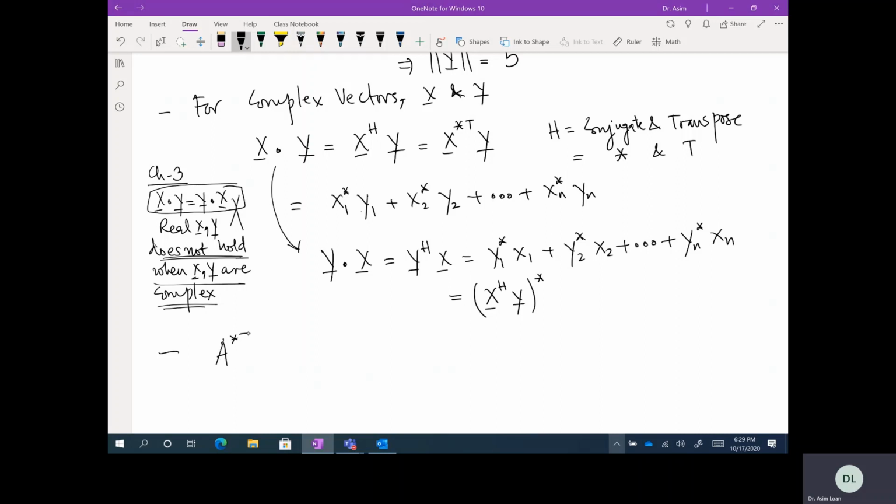A conjugate transpose is called A Hermitian, or A H. The ijth element here is simply A conjugate ji.